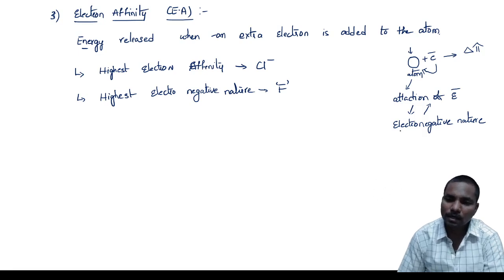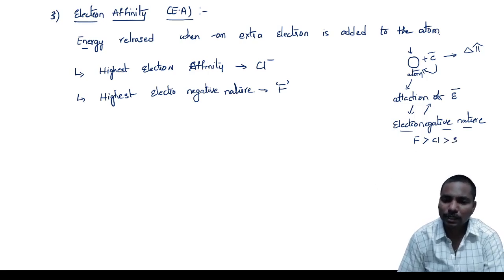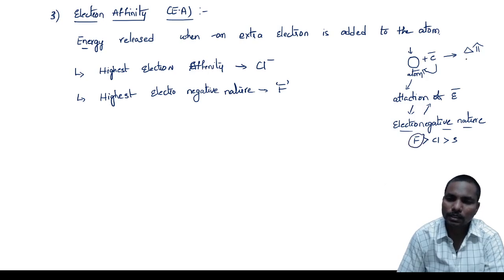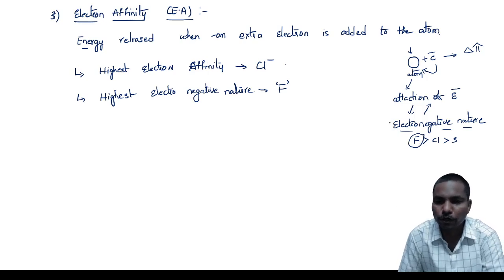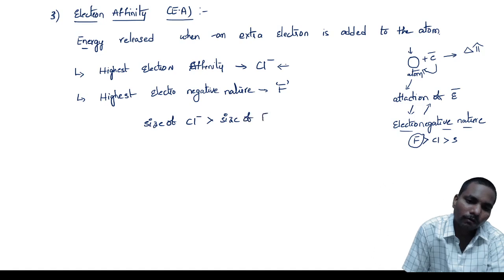So if the elements are most electronegative, like fluorine, chlorine, sulfur, these have an electronegative nature. So if fluorine attracts more electrons, then more energy is released. So we should give the answer: highest electron affinity is fluorine. But why am I giving chlorine instead of fluorine? Because the size of fluorine is smaller than the size of chlorine.